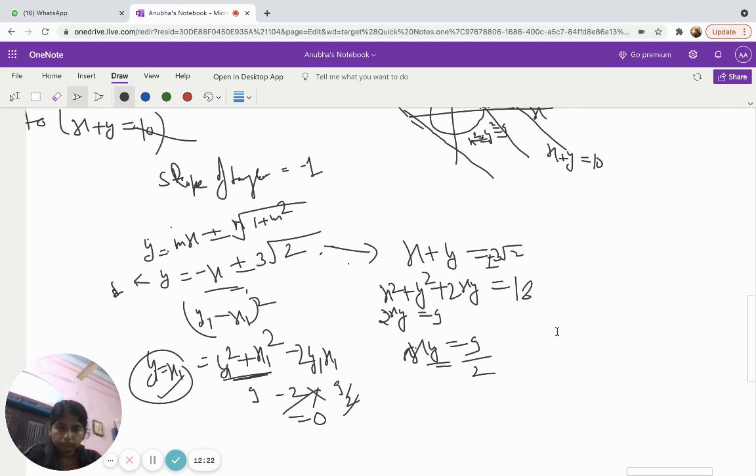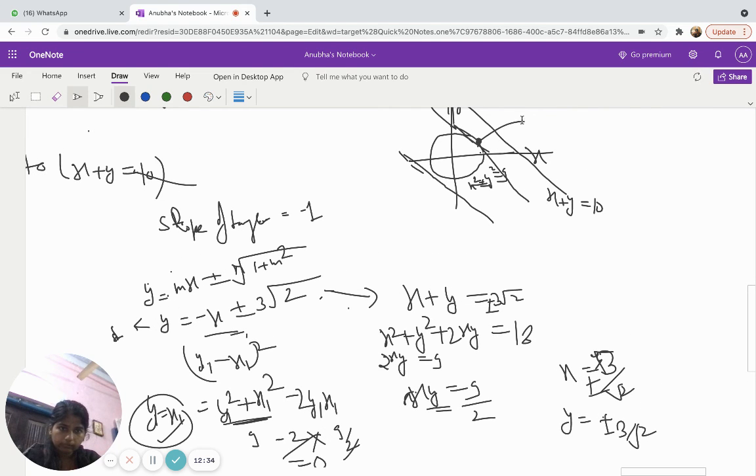So we got x equal to plus minus 3 by root 2 and y is also plus minus 3 by root 2. So this point is 3 by root 2 comma 3 by root 2, and in the third quadrant we got minus 3 by root 2 comma minus 3 by root 2.